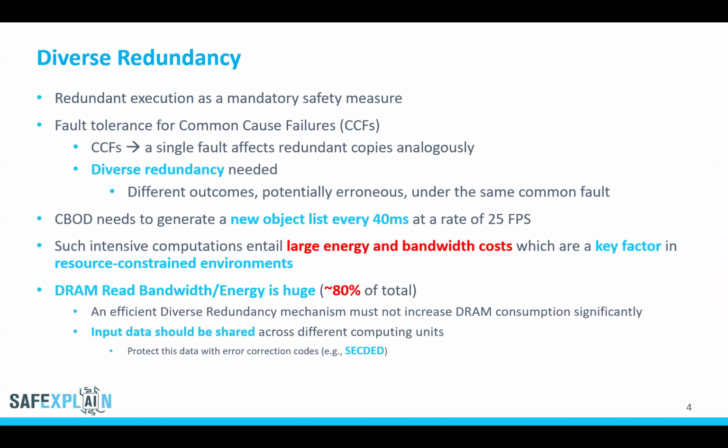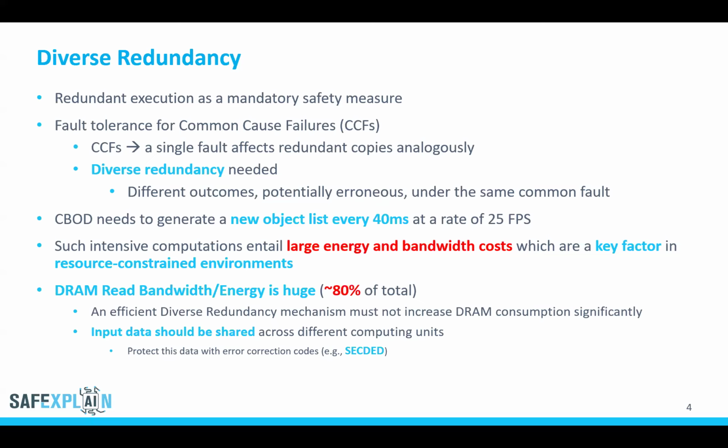As I said, these systems require very high safety requirements, which impose redundant execution as a mandatory safety measure. But we have to be careful about how we implement this redundancy, because of the so-called common cause failures, which are faults that can affect redundant copies analogously. So we need some kind of mechanism to avoid these errors. For this reason, we need diverse redundancy, where we add some kind of diversity to our system, so that we have different outcomes. Both can be potentially erroneous under the same fault, but since they are different, we can detect that there has been a fault.